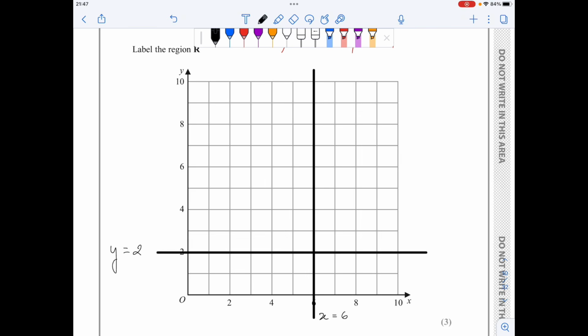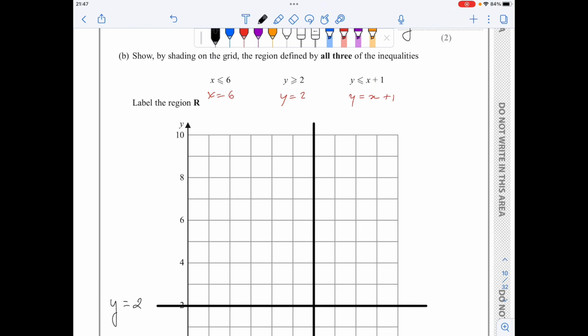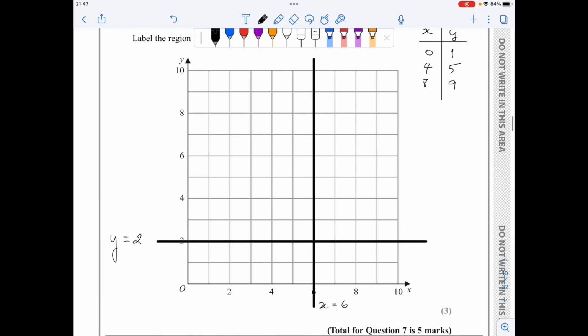And for the last one, I will create a table of x and y values. I will enter some x values, for example, 0, 4, and 8. And I will calculate the corresponding y values using this formula. So when x is 0, y is 1. When x is 4, y is 5. When x is 8, y is 9. Let's plot those points. If I join those points, I will get the required line.